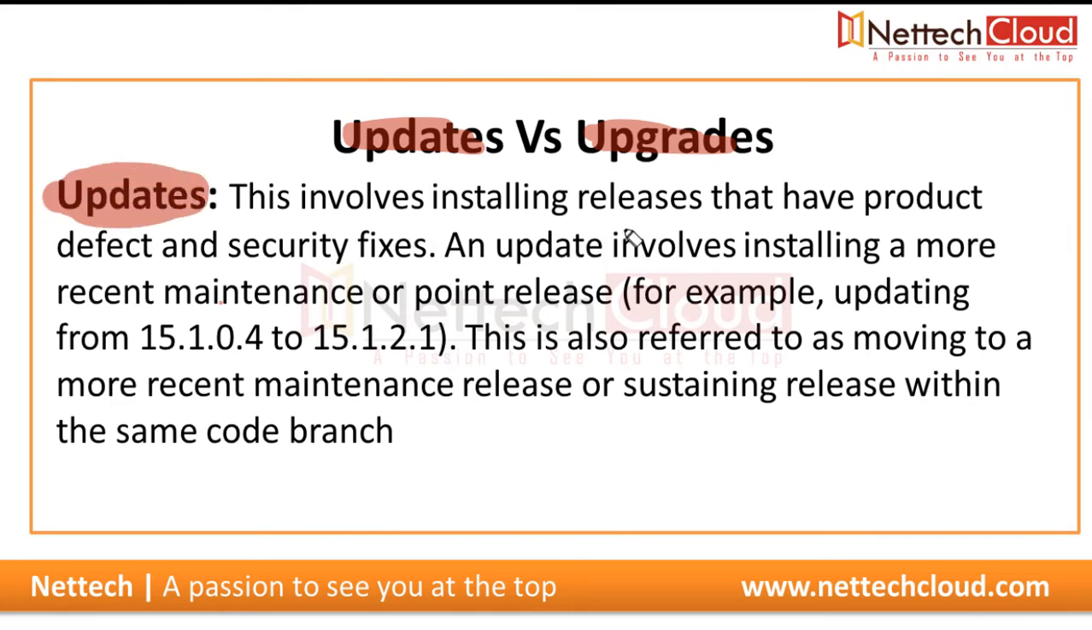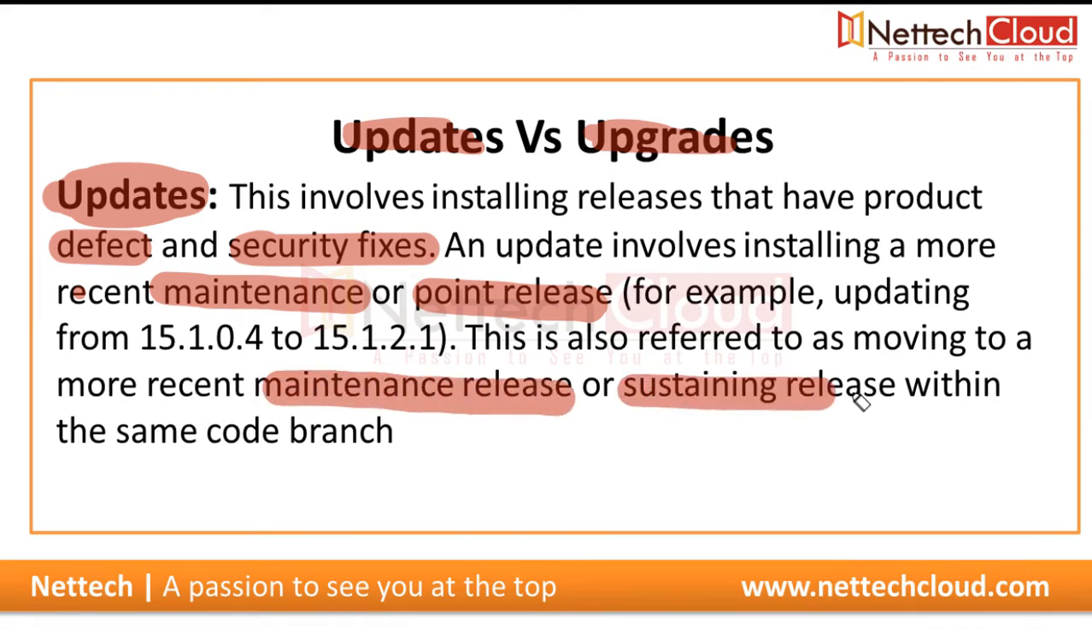This involves installing releases that have product defect and security fixes. An update involves installing a more recent maintenance or point release. For example, updating from 15.1.0.4 to 15.1.2.1. This is also referred to as moving to a more recent maintenance release or sustaining release within the same code branch.